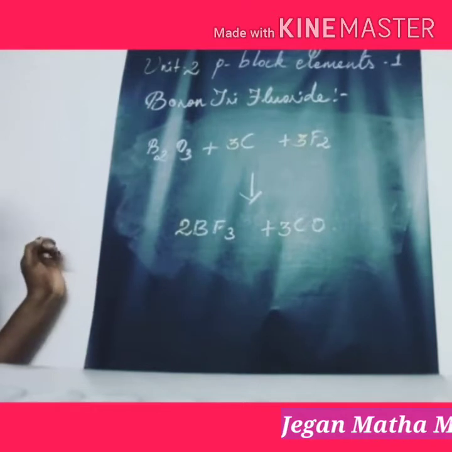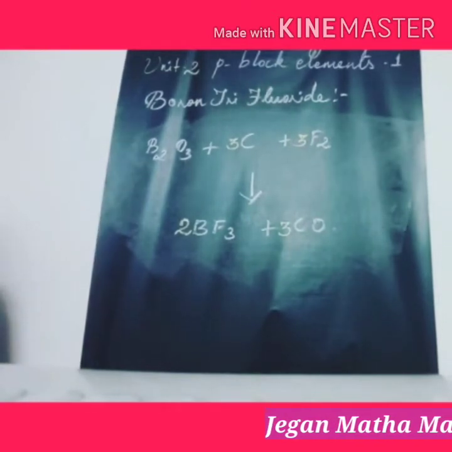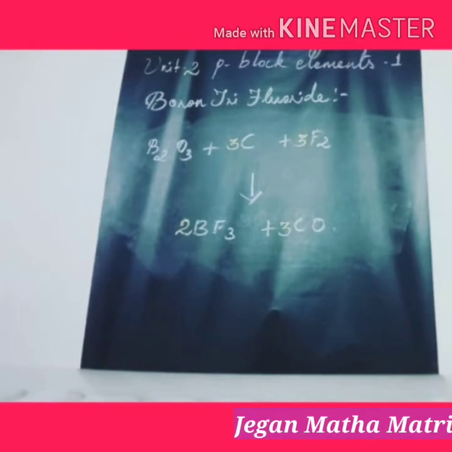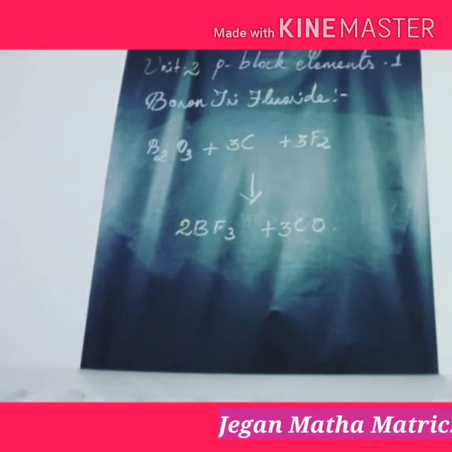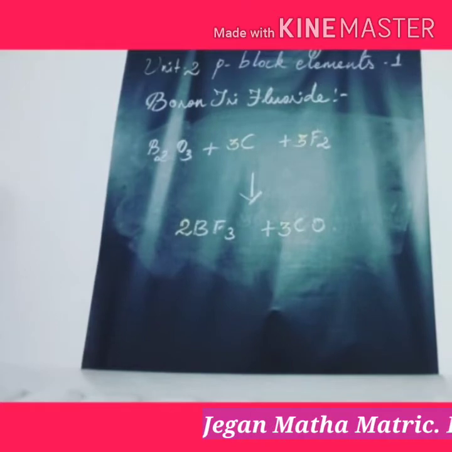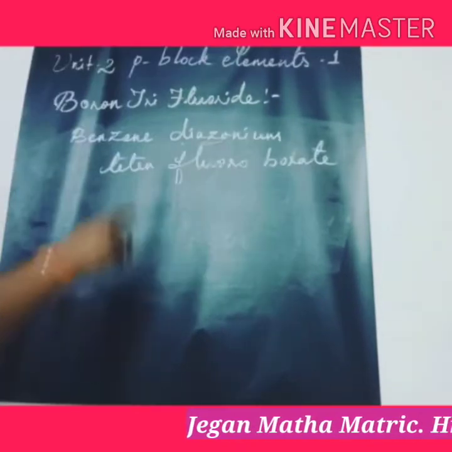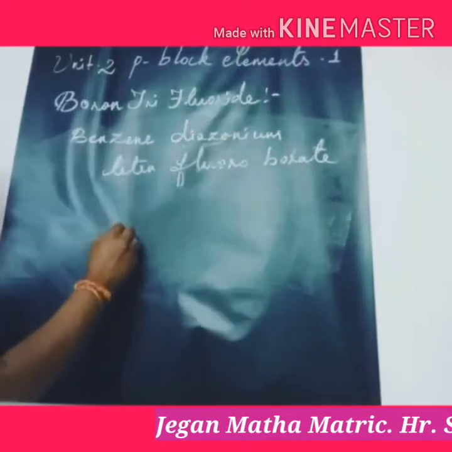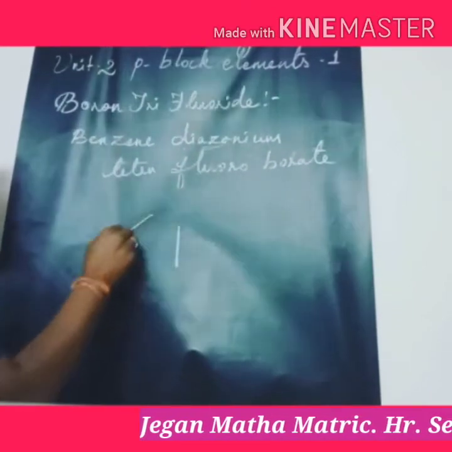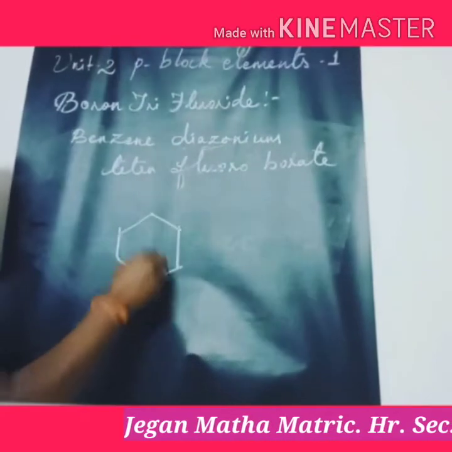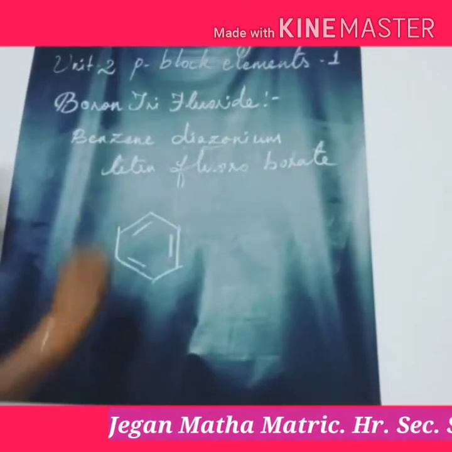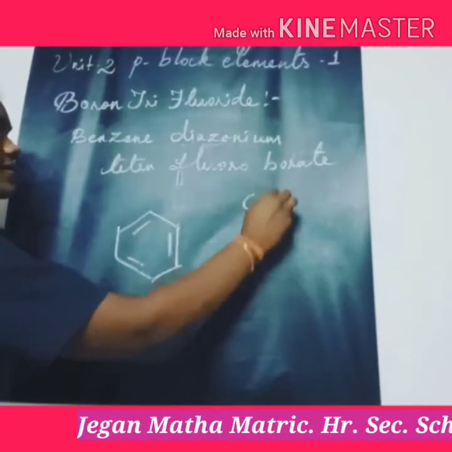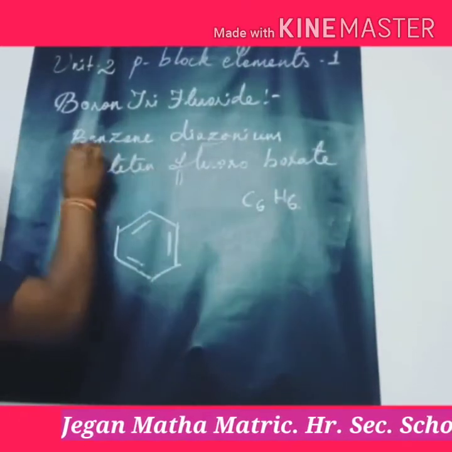The next method is, in the laboratory, pure boron trifluoride is prepared by the thermal decomposition of benzene diazonium tetrafluoroborate. Okay, first I draw the benzene structure. So this is the benzene structure. A double bond is present. The general formula for benzene is C6H6. That is benzene.